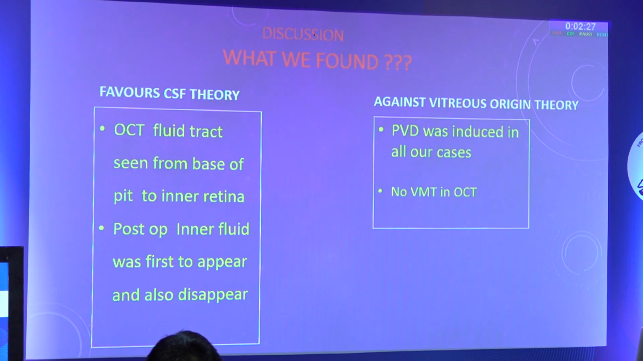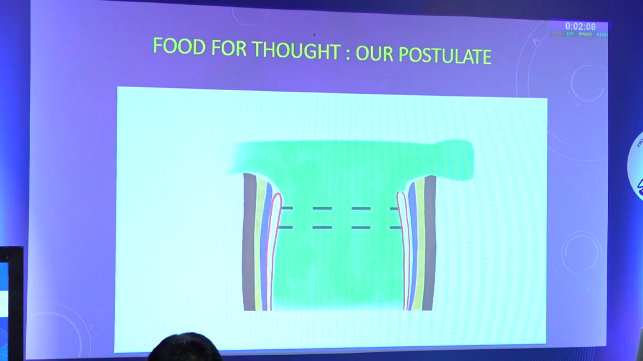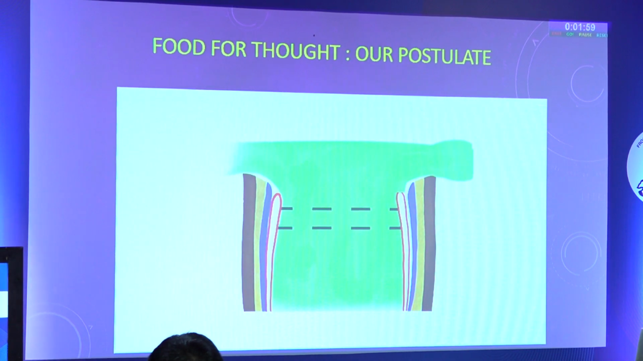So what we found was that in OCT, there was a fluid tract seen from the base of the pit to the inner retina, and post-operatively, the inner fluid was first to appear and also first to disappear, which was in favor of the CSF theory. But none of our patients had PVD and all patients were induced PVD, and there was no vitreomacular traction clinically or in OCT. So we made a humble attempt to derive the pathogenesis of optic disc pit maculopathy, which is depicted through this animation.